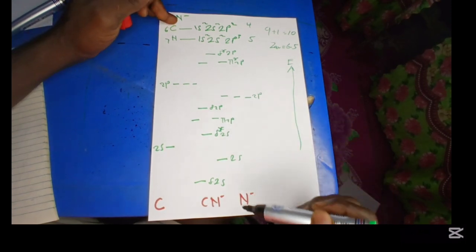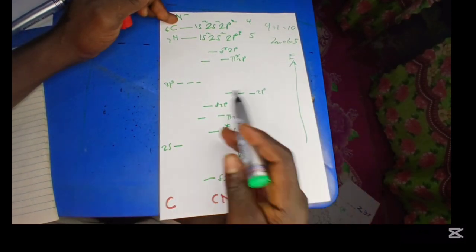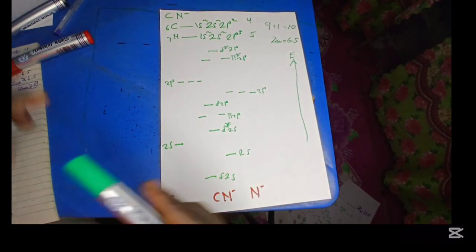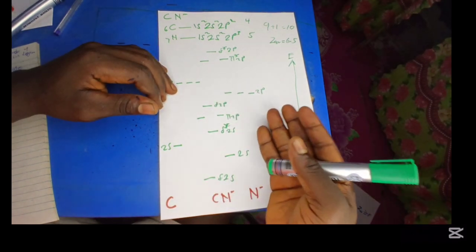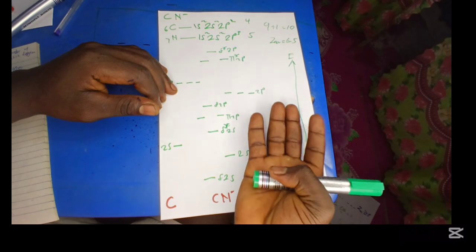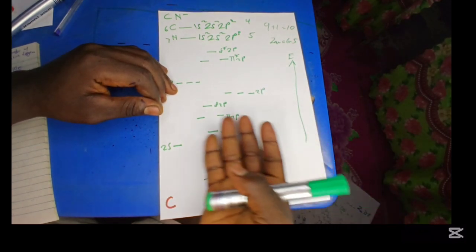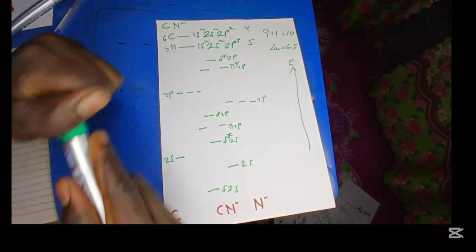For this side, the N and carbon, you can decide to leave it or you can also decide to fill it, so there's no harm doing it. The main thing is that, for the questions that are asked, you should be able to write the electron configuration. You should be able to tell whether it is diamagnetic or paramagnetic, and you should also be able to tell the bond order of the molecule.